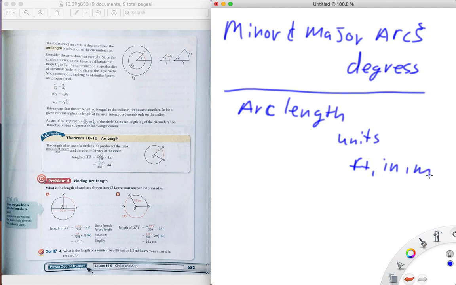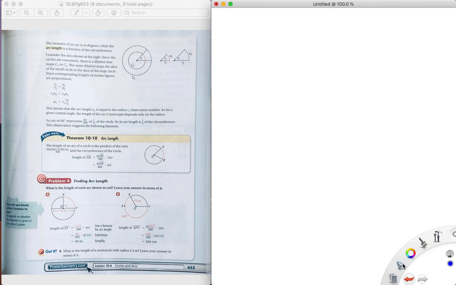The minor and major arcs and the arc length are the same. It's just measured in different ways: measured in degrees versus measured in units. And you can set up a proportion, and this is how it works. Remember, a proportion is two fractions that are equal to each other. The first fraction is always going to be your part over the whole, right?